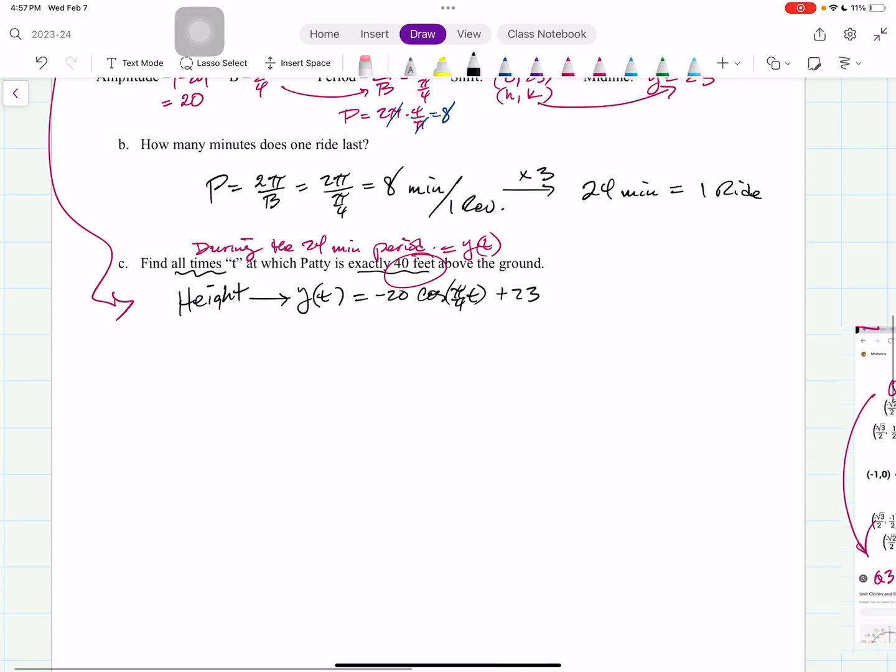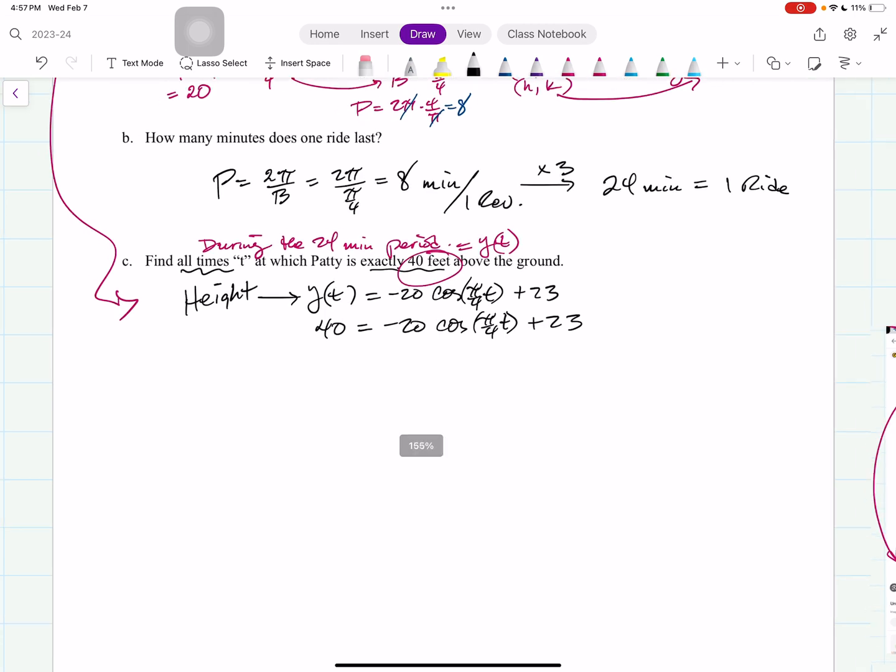And because of that, we are going to substitute in 40 and try to solve this equation right here. So when is 40 equal to -20 times cosine of pi/4 times t plus 23? Okay, and we're going to try to do it using the techniques we learned on the front side.